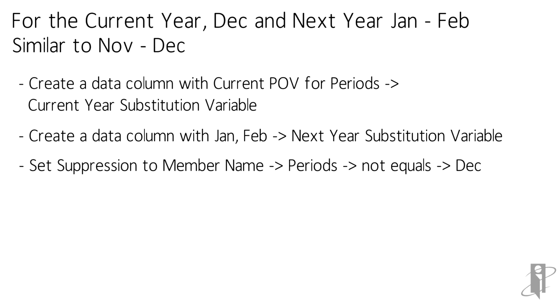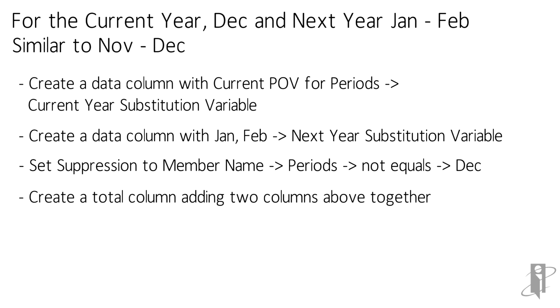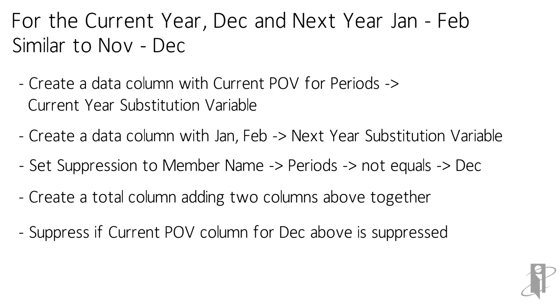Then we're going to set suppression on that first column to be periods not equals December. So this is going to basically say if it's not December, it's going to hide everything. Then we're going to create a total column, adding the 2 columns above together, similar to what we did before. And then we're going to suppress that and the January-February columns if the December one is suppressed.